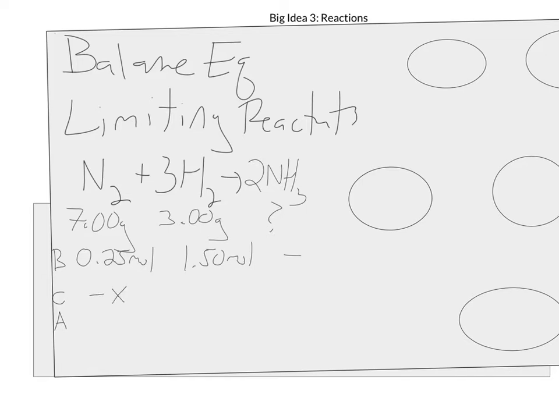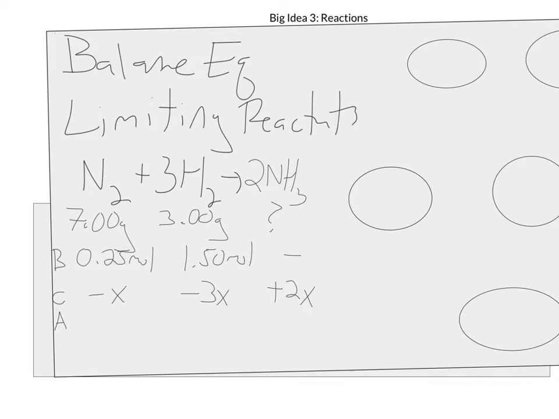This makes a little bit more sense now that we've done equilibrium. Nitrogen is going to go down by x. The hydrogen is going to change by 3x, and the ammonia is going to go up by 2x.